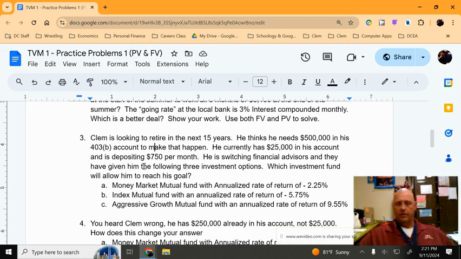I'm switching financial advisors, so they gave me 3 options. Each investment fund is going to have a different rate of return. Some are more aggressive, taking on more risk. Some are less aggressive. So here's my first option: starting with $25,000, putting in $750 monthly for the next 15 years, in a money market mutual fund that's getting a 2.25% annual rate of return. I've got to take that annual rate of return and divide it by 12 because I am putting money in monthly.